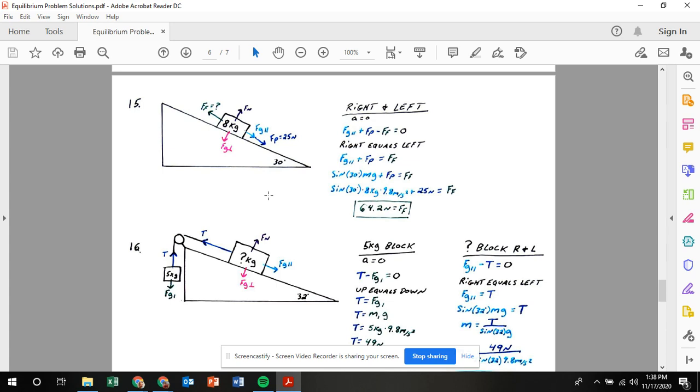Here's problems 15, 16, and 17 from the equilibrium practice problem review. So number 15, we have an 8 kilogram block. It is being pushed down the hill. So you can see the force of push going to the right.